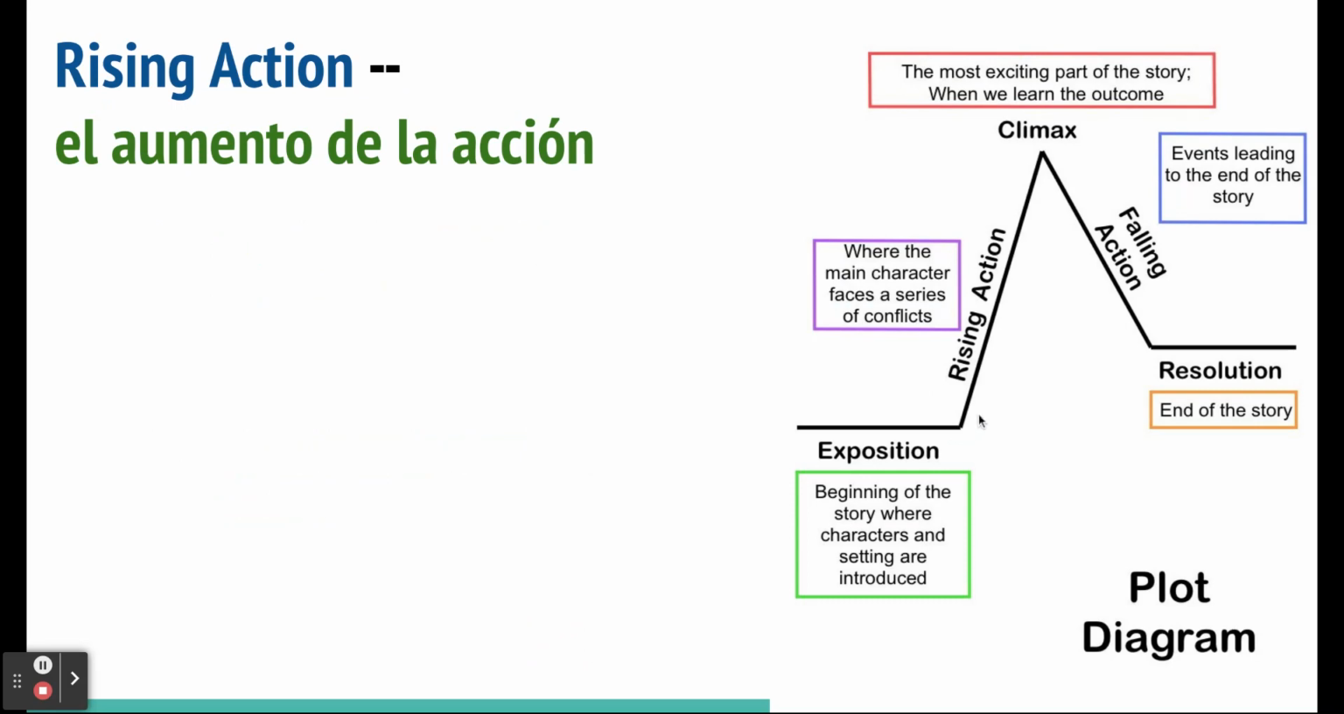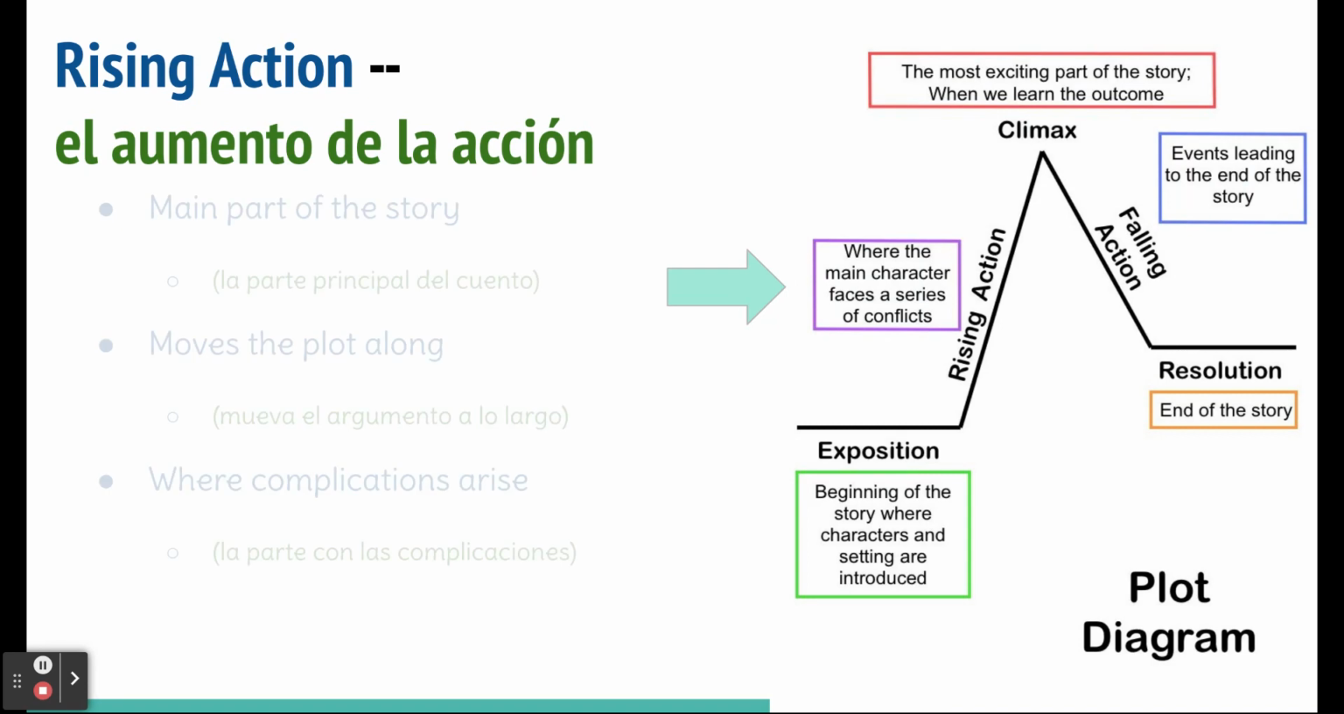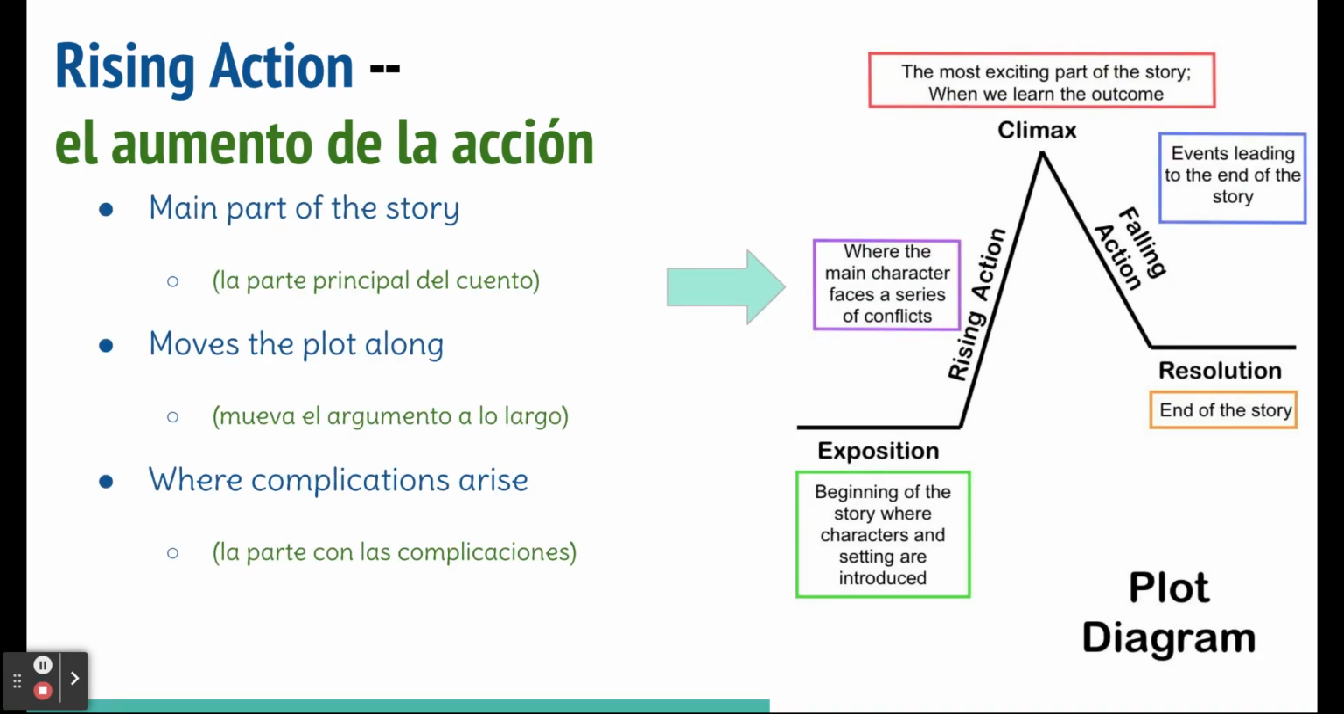From the conflict, we then move up into the rising action. That is the part that goes from the exposition up to the climax. This is the main part of the story. It moves the plot along, and it tells where the complications arise. When you fill out a plot diagram, it will contain many events.